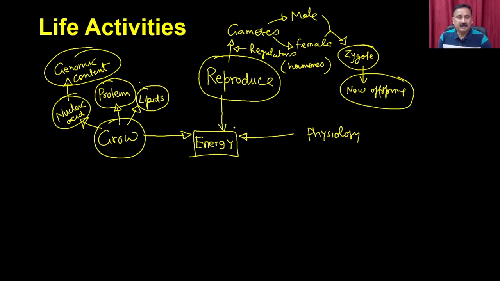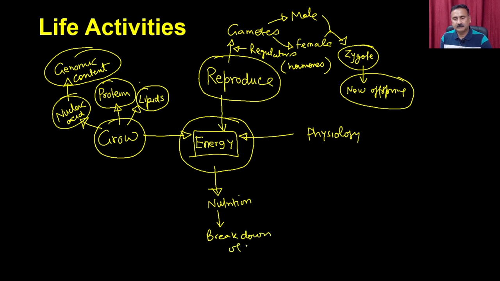So all these related activities, whether you want to produce new molecules or whether you want to produce the regulators, all these require a very high quantity of energy, and all this energy is going to be acquired by nutrition, right? And the nutrition is related to the breakdown of molecules, right? Which means you are going to take up the polymeric compound, right? And that polymeric compound is going to be converted into monomeric compounds.